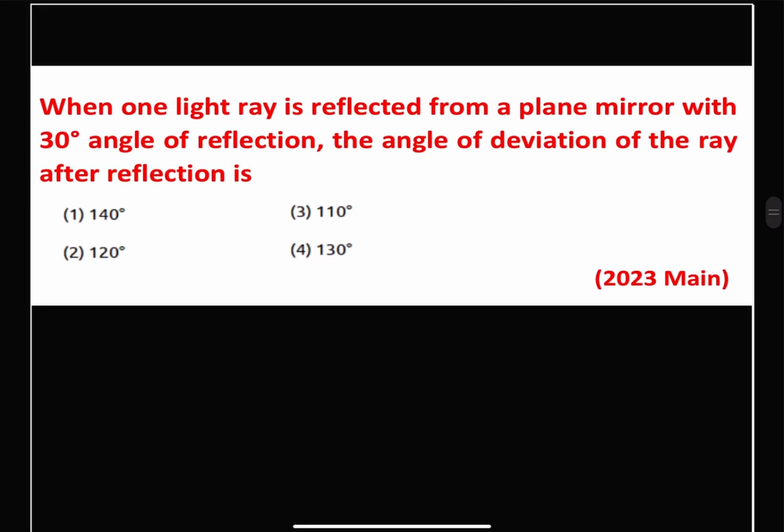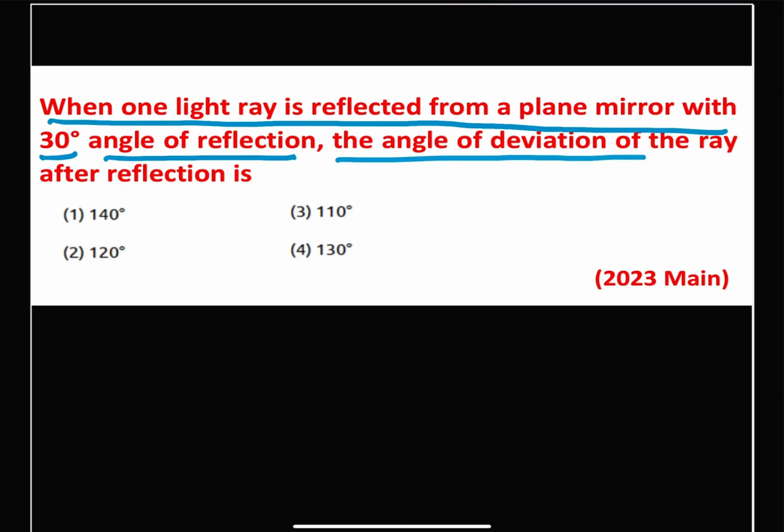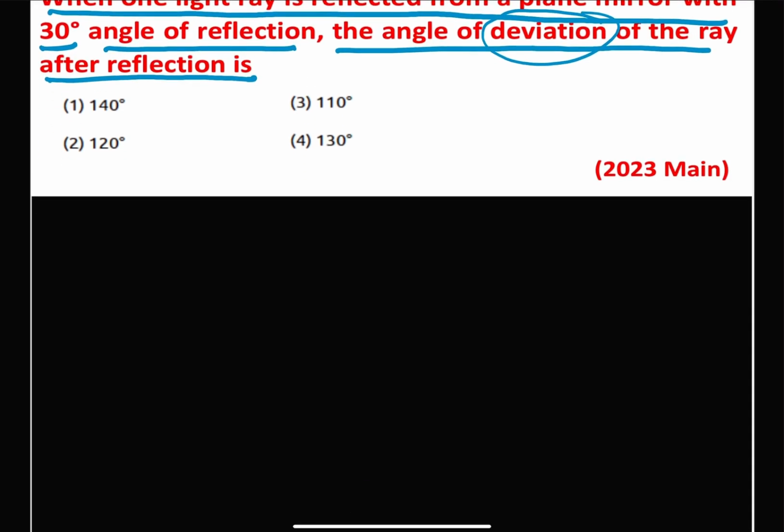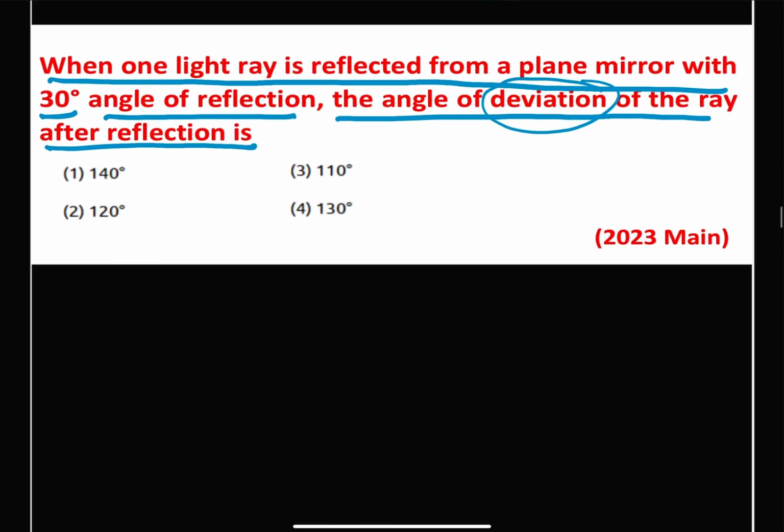It is given that one light ray is reflected from a plane mirror with a 30-degree angle of reflection. The angle of deviation of the ray after reflection is. So we have one light ray reflected from a plane mirror, and we need to find out the angle of deviation. So we are given a plane mirror. So let's draw a plane mirror.